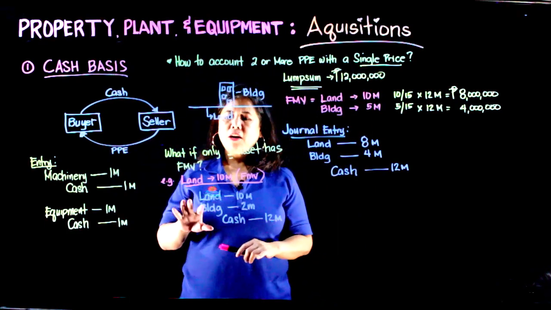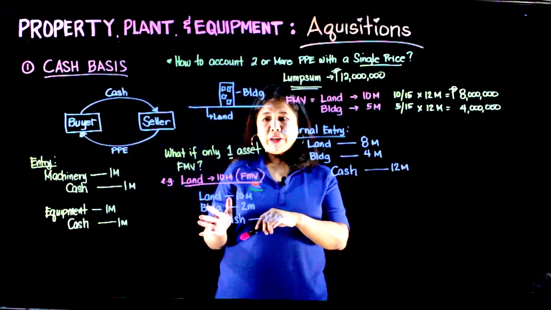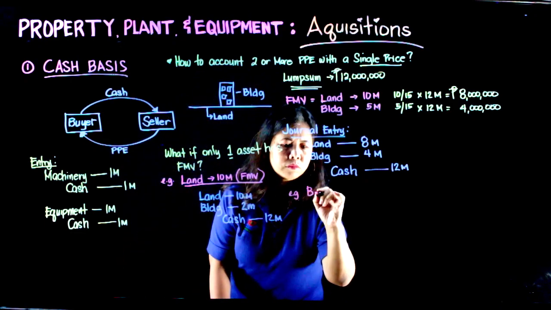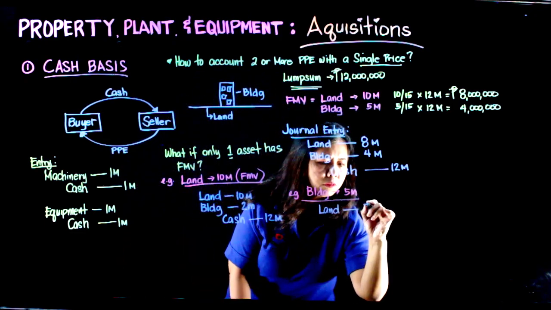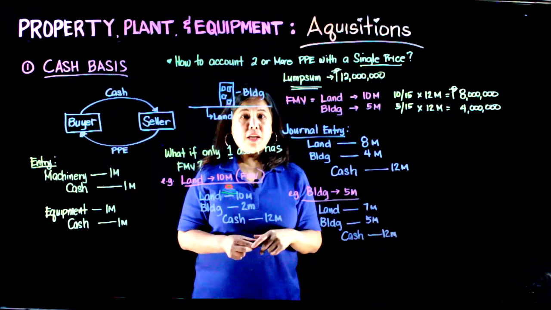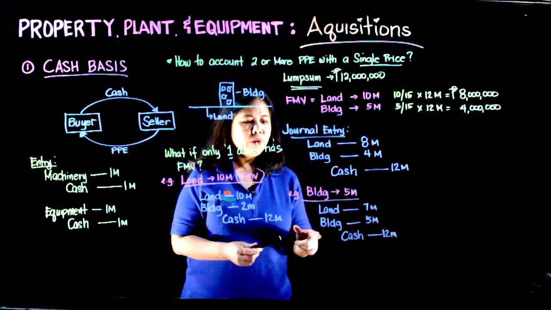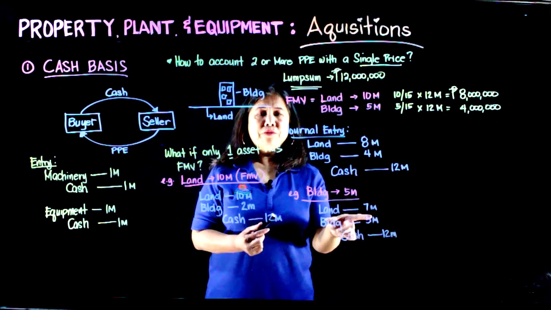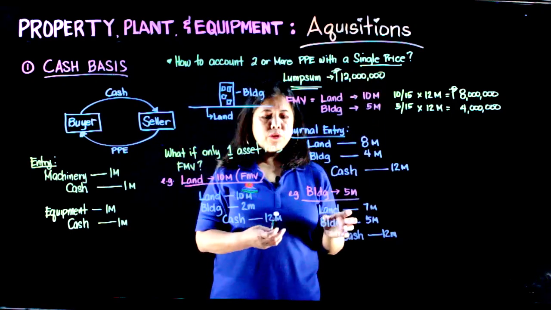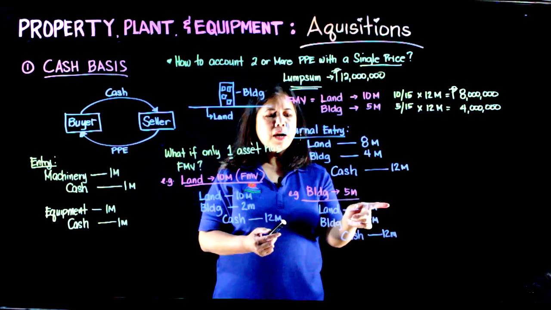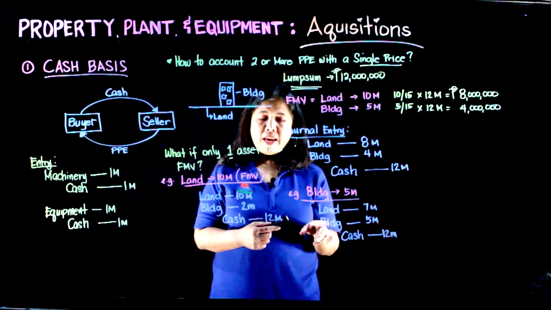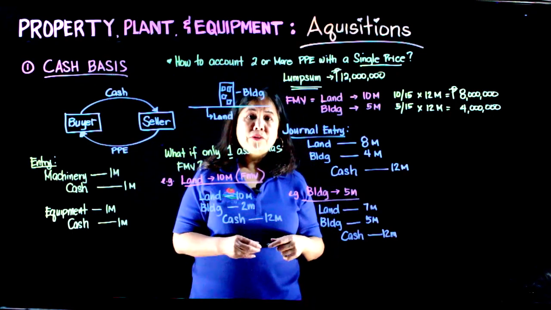But what if the building naman ang mayroong fair market value pero walang fair market value si land? Kapag ang building naman ang mayroong fair market value, we will debit the building of that 5 million na fair market value niya. The rest of the lump sum price will go to the land. So, si land, magkakaroon siya ng 7 million. Then, we will debit the 7 million to the land. Alright? Then, we credit the cash of 12 million.